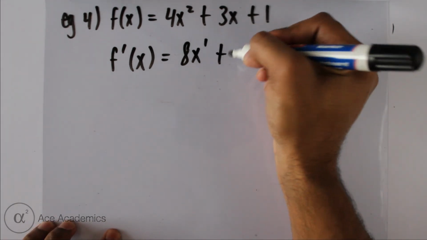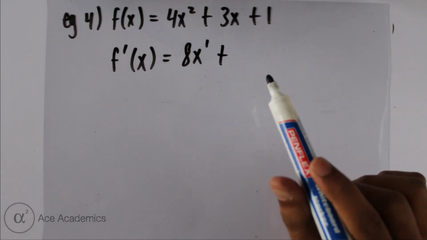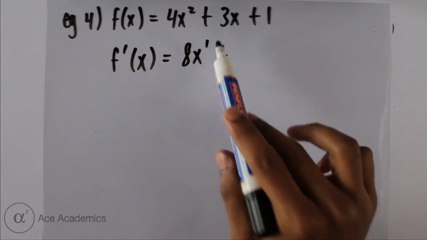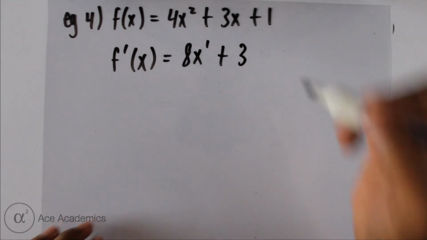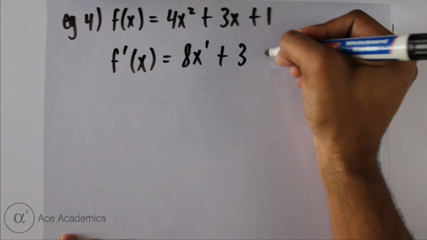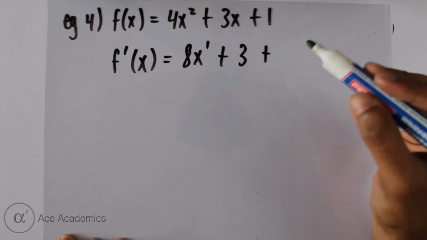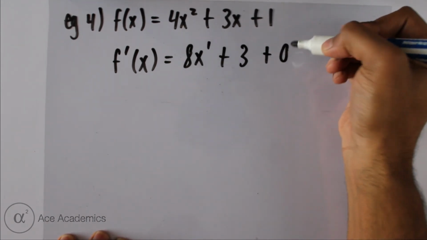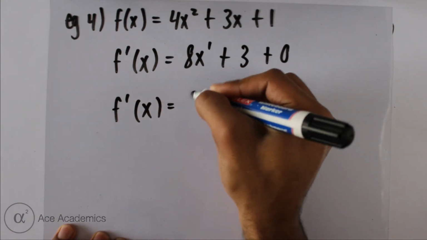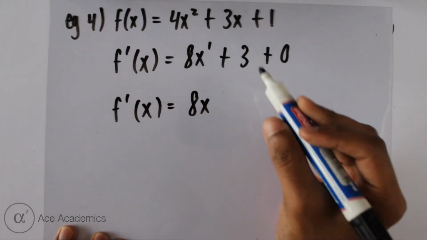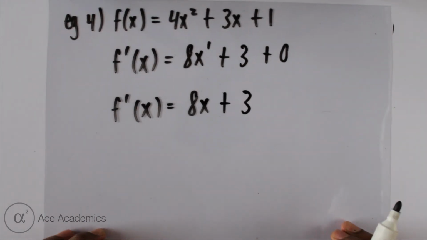Right, plus. Now, the second term, we can apply the second rule of differentiation. So the derivative of anything with x to the power 1 is everything except the x. And then finally, the derivative of 1 is the same thing as the derivative of a constant, which is 0. So to simplify this derivative, the derivative of 4x squared plus 3x plus 1 is simply 8x plus 3.